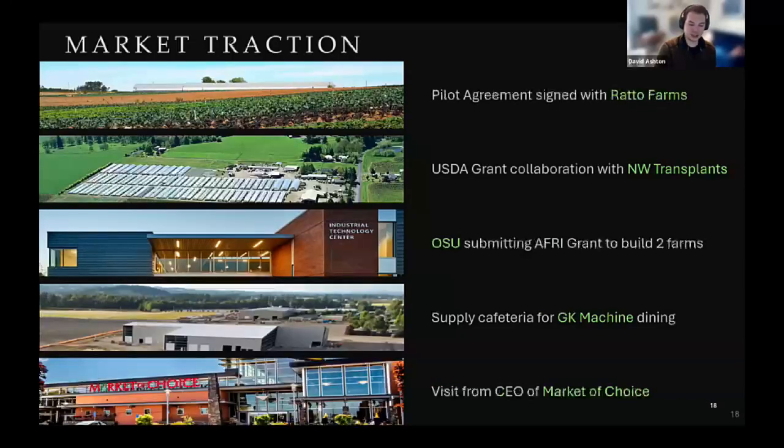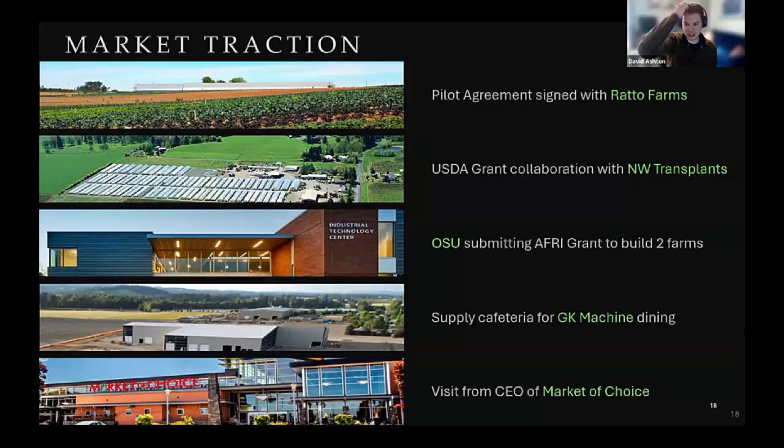With our market currently, we have a pilot agreement signed with Ratto Farms. They're about down the road from us. So Ratto Farms has really helped us learn about growing produce. As raw engineers, we focus on the automation side. He was instrumental to helping us understand growing basil organically, hydroponically. So right now we're collecting proof of concept data to have an initial sale with Ratto Farms.